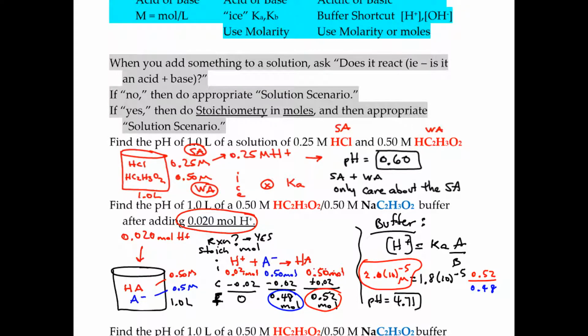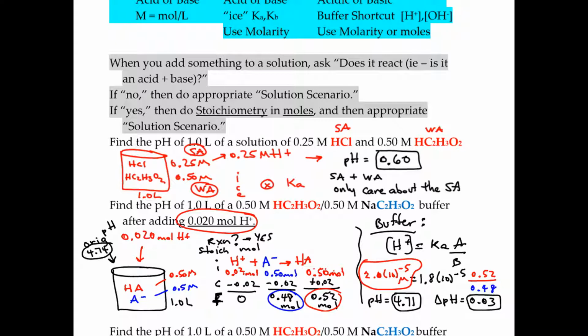So let's take a look at what the delta pH was. Remember that in the other page of the packet, the original pH was 4.74. Okay, so I'm going to write this. Original pH is 4.74. That was from the buffer shortcut earlier in the notes. And now look, this one is 4.71. So that's only a difference of 0.03 pH units. Delta pH equals 0.03. So that's a very small change.